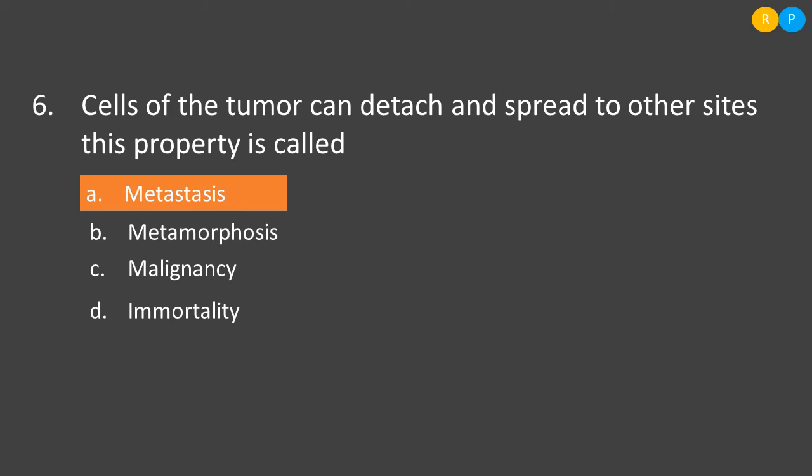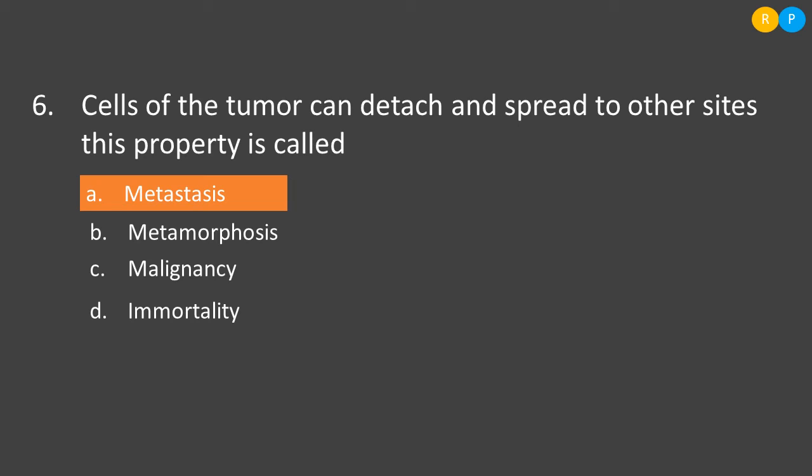As the sixth question, cells of the tumor can detach and spread to other sites. This property is called... So cancerous cells exhibit one of the properties called metastasis. Because of this property, a bit of the cancerous cell detaches from the tumor, and through the bloodstream it will be carried to a different part and lodge there, and again it will cause a tumor.